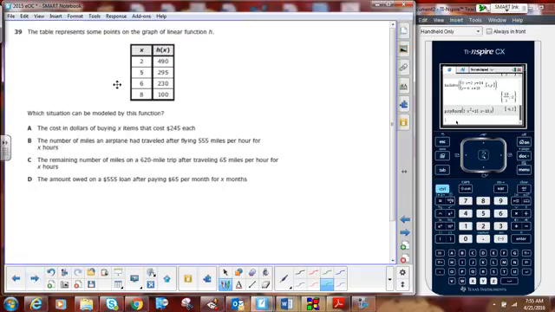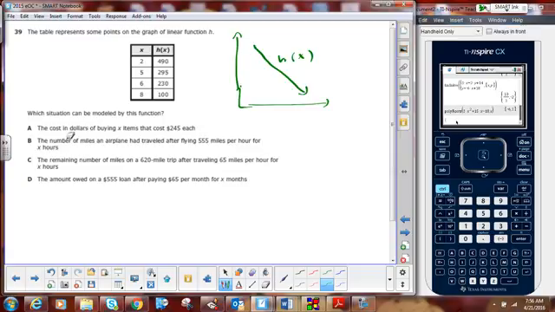The table represents some points in the graph of linear function h. So this is h, we know it's linear. Which situation can model this function? So we know this is 2, 490, 5, 295, 6, 230, 8, 100. So we see something going down. You see how the y goes down when x goes up. So this is your line, h of x.